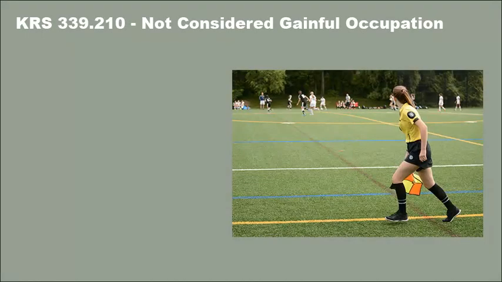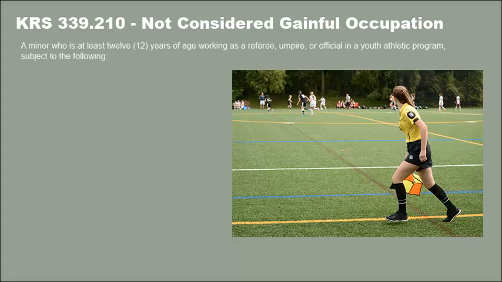As stated, a minor must be at least 14 years of age to be gainfully employed in Kentucky. Here's an example of an occupation that would not be considered gainful occupation and allowable to a minor that is under the age of 14 as long as the following restrictions occur. A minor who is at least 12 years of age working as a referee, umpire, or official in a youth athletic program, subject to the following.